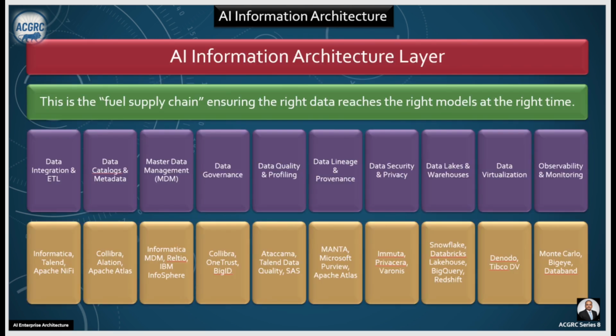So, AI information architecture is the fuel supply chain, ensuring that the right data reaches the right model at the right time. If I summarize it, we have data integration and ETL, which we discussed. So to summarize this, this is a screen. You can take a screenshot of this and use it as a reference and see which are the tools that could help you in your space.